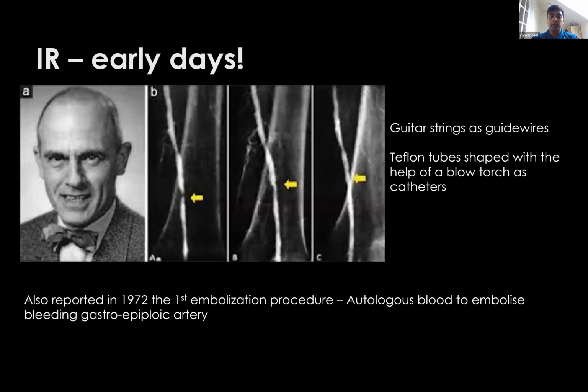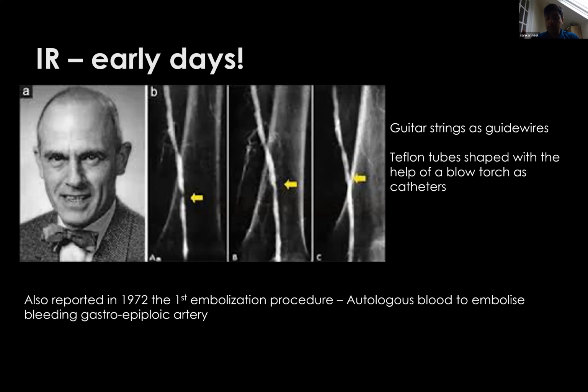Now, we did start off in a very humble way initially. This is Charles Dotter, the father of IR, and in 1972, the first embolization procedure was reported, and they used autologous blood to embolize a bleeding GA, gastroepiploic artery. Now, autologous blood, in essence, is you put in an IV line, you take blood out, you leave it in a syringe, it settles, and then you separate out the plasma from the clot, and then you use the clot as an embolization material.